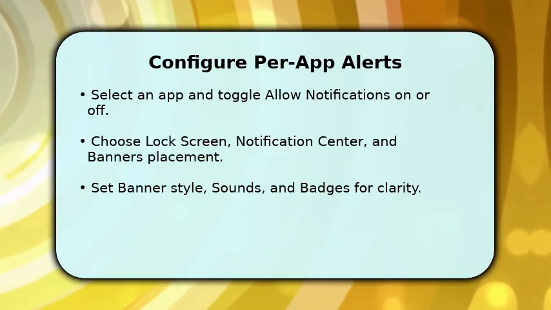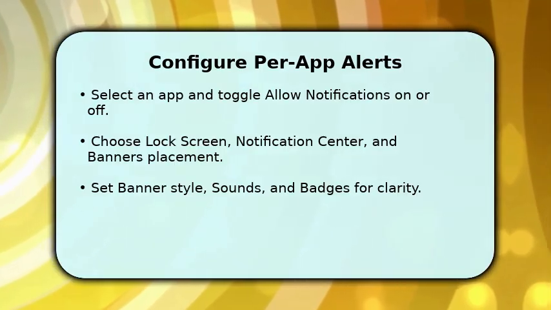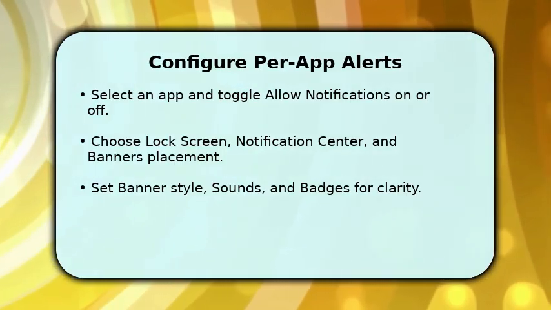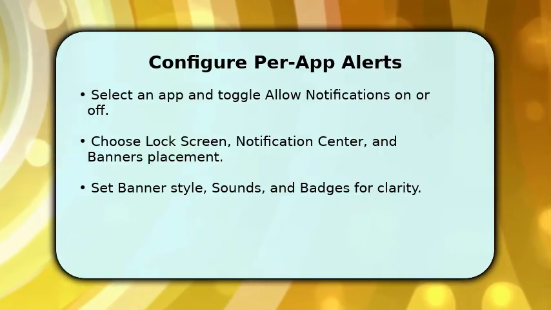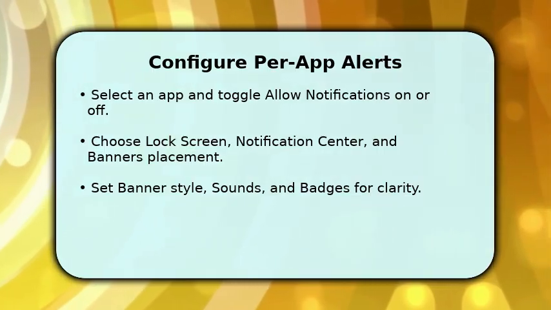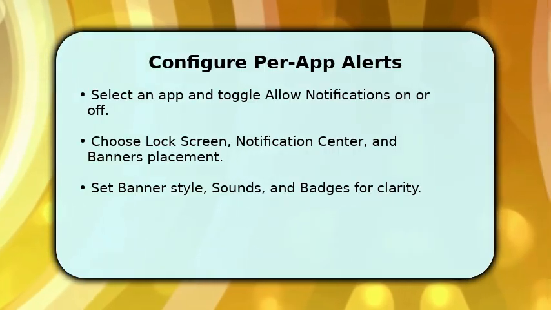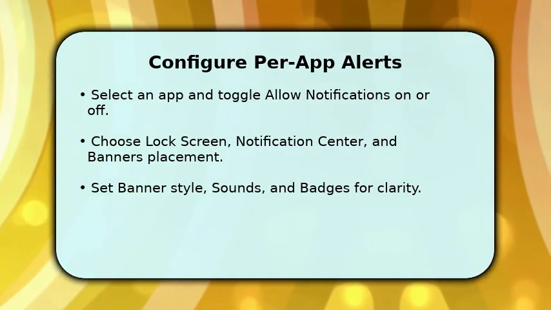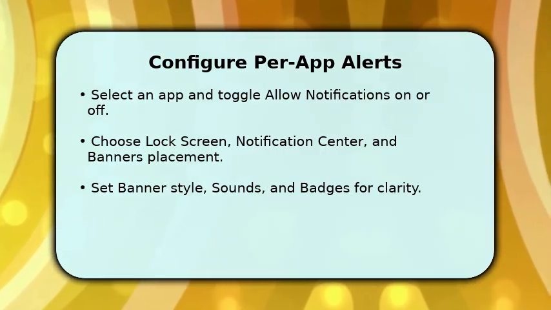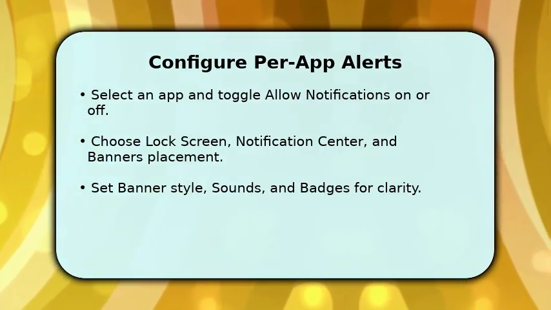Lock screen, notification center, and banners. This decides visibility. Next, select banner style and sounds. Banner persistence helps notice messages you might miss. Make sure badges are enabled if you want unread counts on the app icon. Once configured, repeat for other priority apps to prioritize what reaches you first.